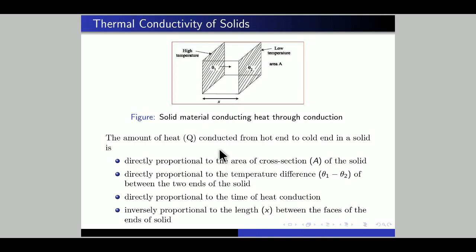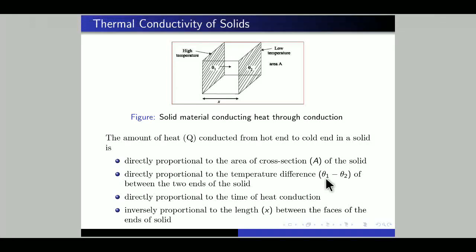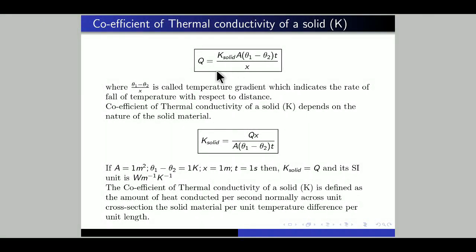The amount of heat conducted from the hot end to the cold end is directly proportional to the area of cross section A and the temperature difference between the two ends of the solid, theta 1 minus theta 2, and directly proportional to the time of heat conduction and inversely proportional to the length between the two ends of the solid. In general, Q is equal to K solid times A times theta 1 minus theta 2 times T divided by X.